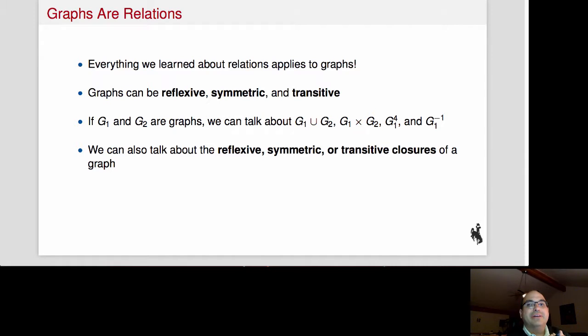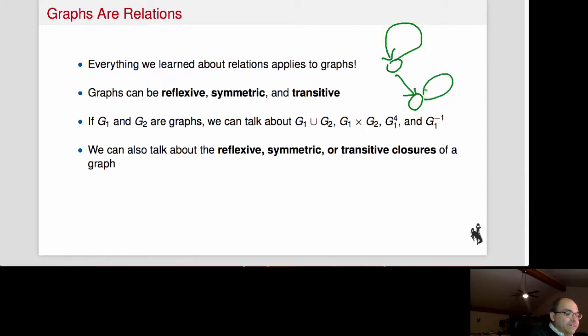That means that there is a vertex from each node to itself, right? So whenever you have a node, there is always a loop that goes into that node. Okay, that would be a reflexive graph. Now, how about symmetric?